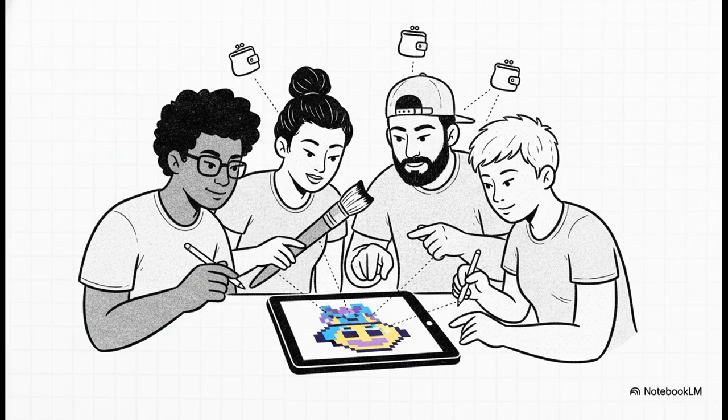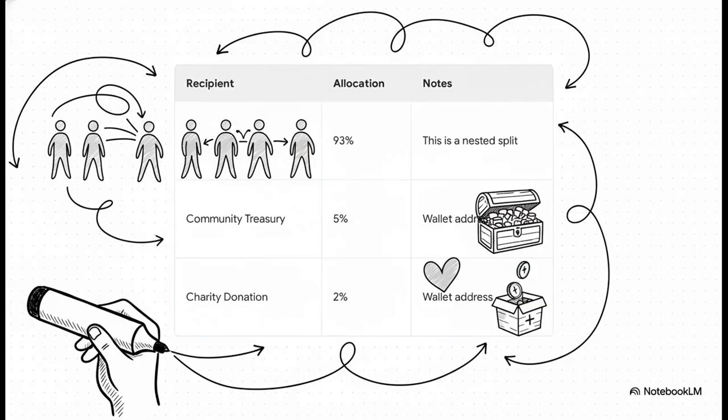Imagine an artist collective, and they're launching a new NFT collection together. So their agreement might look something like this. 93% goes to the artists, but that artist pool is actually another split that then pays out 5 different artists. Then you've got 5% going to a treasury and 2% to a charity. Manually, this is a total headache. With IFSTT, you just draw it.